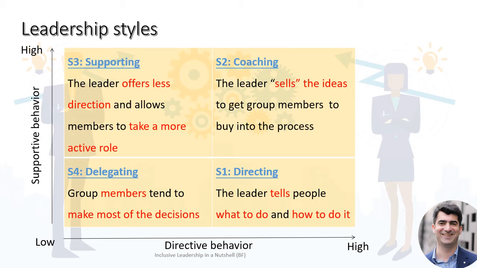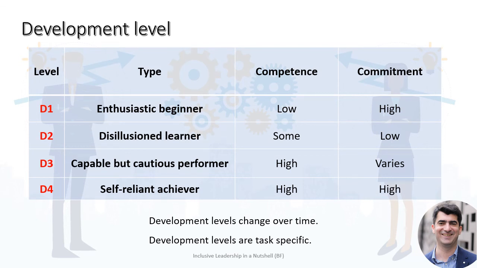Finally, we get to the S4 leadership style, which is delegating leadership. This type of leader is responsible for the team while he or she provides minimal direction and guidance. It's a hands-off leadership style, with the group members tending to make most of the decisions. The leader emphasizes the vision and leaves it to the team members and subordinates to decide how to achieve the vision.